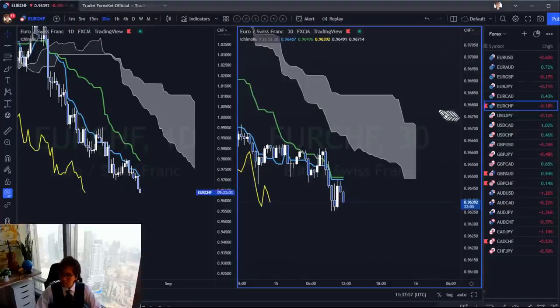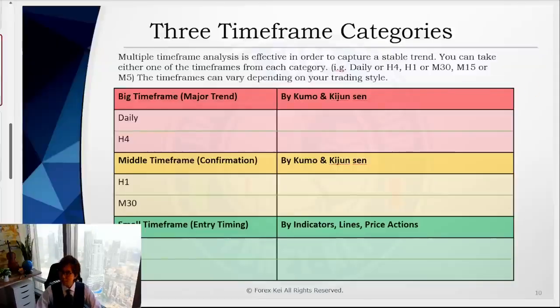M30 shows Senko span B is down. So it's nice. Kumo is down, Senko span B is down. But if you look at the Kijun Sen, it's flat. So Kijun Sen flat, Senko span B is down. So 30 minutes is ranging. It's not downtrend confirmed. So again, on this chart, daily is down, 1 hour is down, but 30 is flat to me. So we take the daily and 1 hour and look for the entry timing based on the 5-minute time frame. I hope you get this idea right.